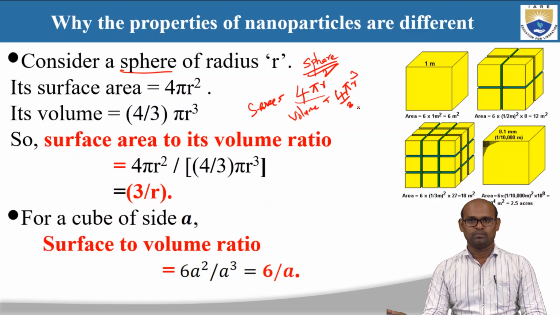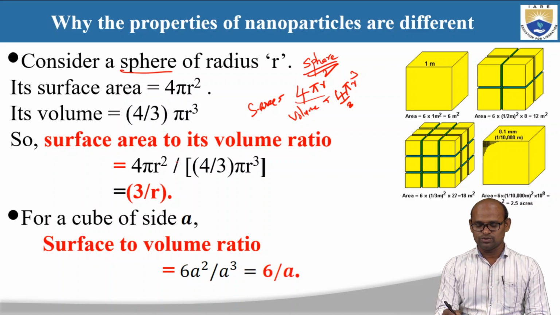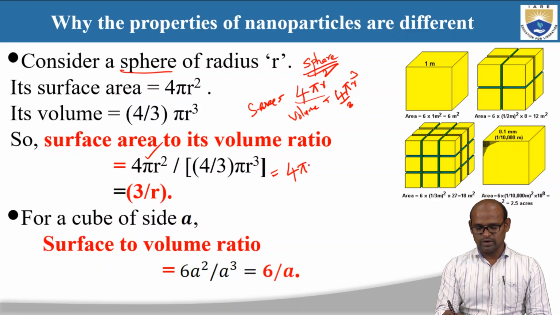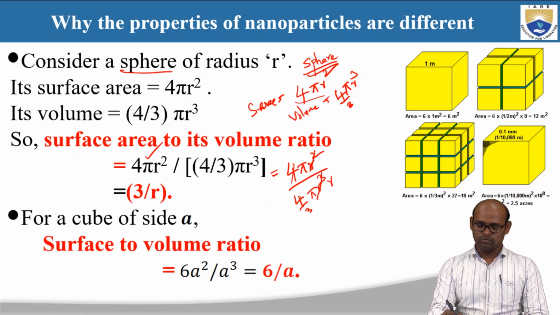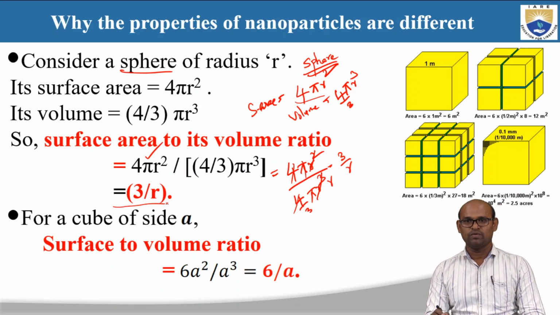Now with this we can calculate the surface area to volume ratio. The surface area is 4 pi r square, and the volume of a sphere is 4 by 3 pi r cube. So 4 pi r square divided by 4 by 3 pi r cube. Here r square and here r cube, so r square will go away and we will have r, and 4 will cancel, pi will cancel. So what we get is 3 by r, because 3 will go to the numerator. So the surface to volume ratio of a sphere is 3 by r. That is what we find.